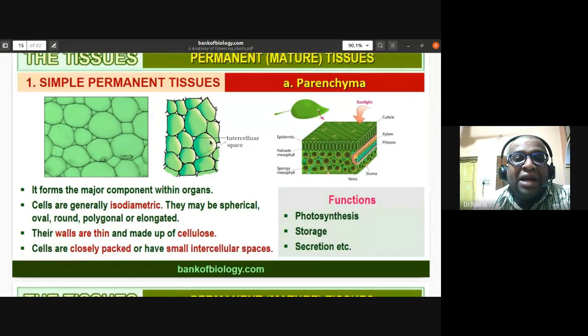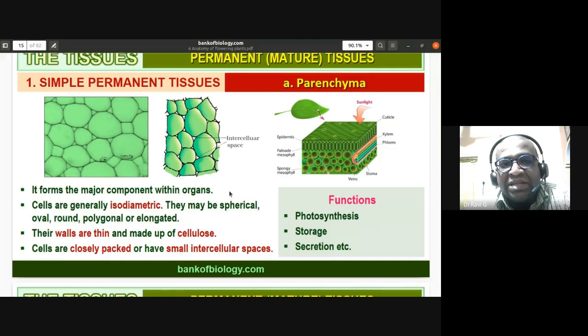Parenchyma is a simple permanent tissue. The first point to remember is that it is a simple permanent tissue because they do not have the ability to undergo cell division and they are homogeneous tissues. Parenchyma forms the major component within the plant organs. Generally, the cells are isodiametric in shape. They may be spherical, oval, round, polygonal, or elongated.